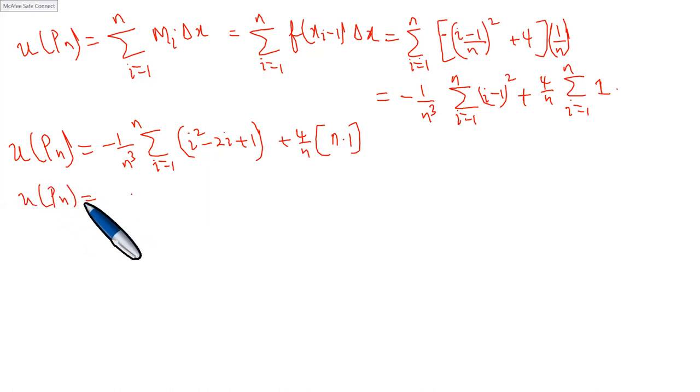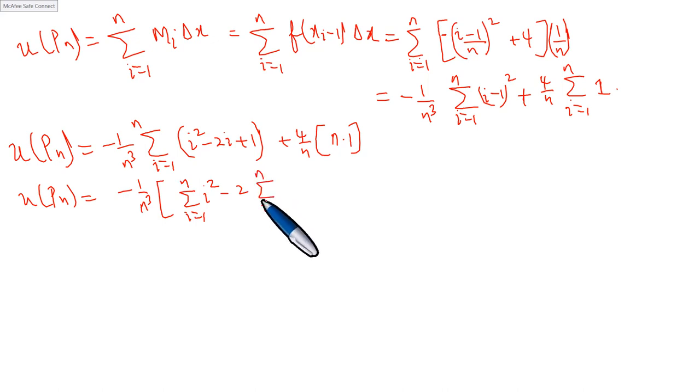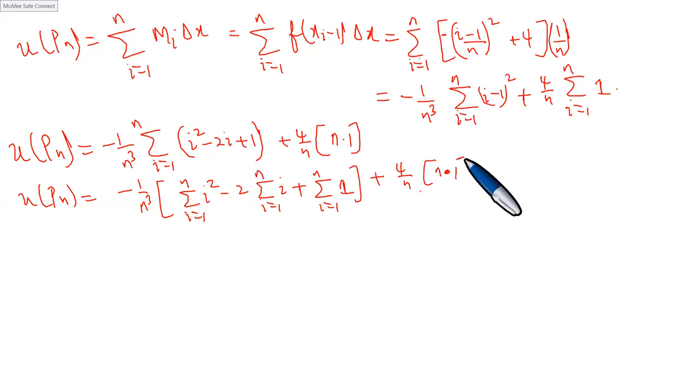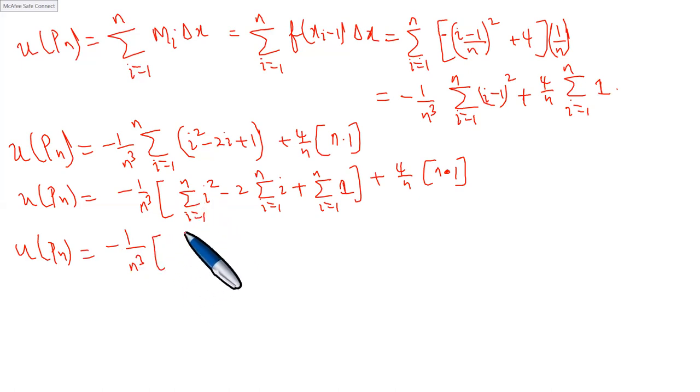Okay, the UPN and LPN must differ by normally just a minus term, negative term. So this one is going to be the summation of the I squared minus 2, then we have the summation of the I plus the summation of the 1 constant term plus 4 over n, n by 1. And then this is UPN minus 1 over n cubed. Okay, now the sum of the squares.